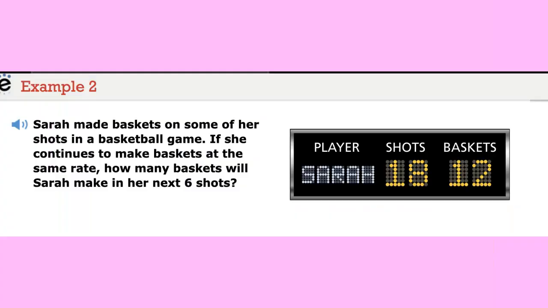Go ahead. All right, let's move on to example number 2. Sarah made a basket on some of her shots in a basketball game. If she continues to make baskets at the same rate, how many baskets will Sarah make in her 6 shots? So this is what Sarah is doing: 18 shots and 12 baskets. Go ahead, try.